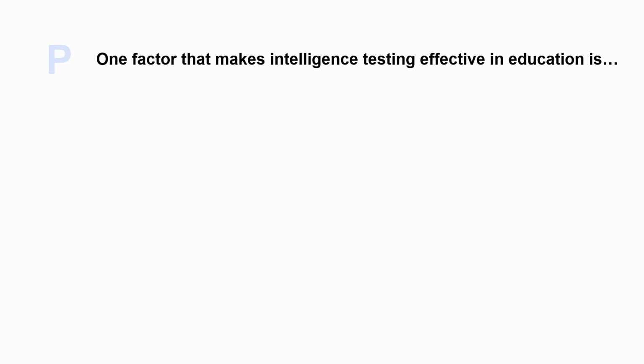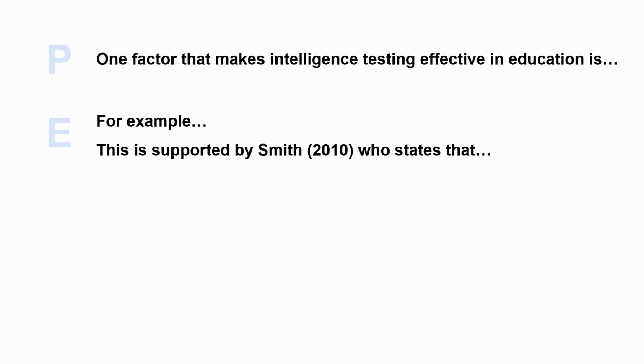So now I'm just going to show you an acronym that we use to ensure that we build strong arguments, or to enable us to make a strong point. So first is a P, which stands for point. One factor that makes intelligence testing effective in education is. And we've got the E, for example. This is supported by Smith, who states that, and that E stands for evidence.